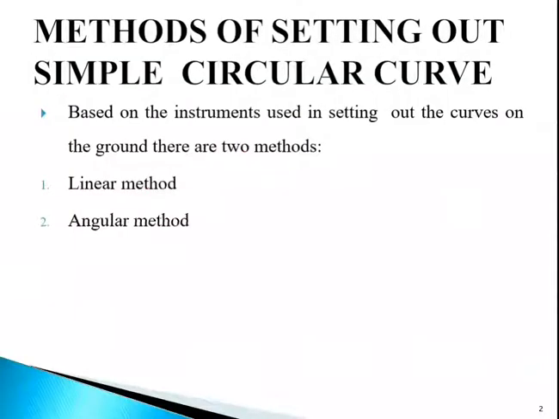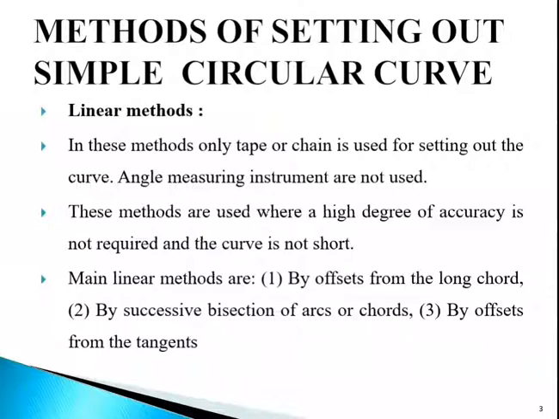Based on the instrument used in setting out the curves on the ground, there are two methods. First one is the linear method and second one is the angular method. Let's start with linear methods first. In these methods, only tape or chain is used for setting out the curve. Angle measuring instruments are not used. These methods are used where a high degree of accuracy is not required and the curve is not short.